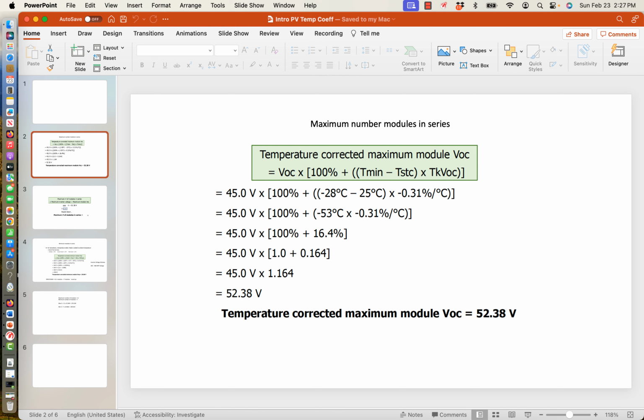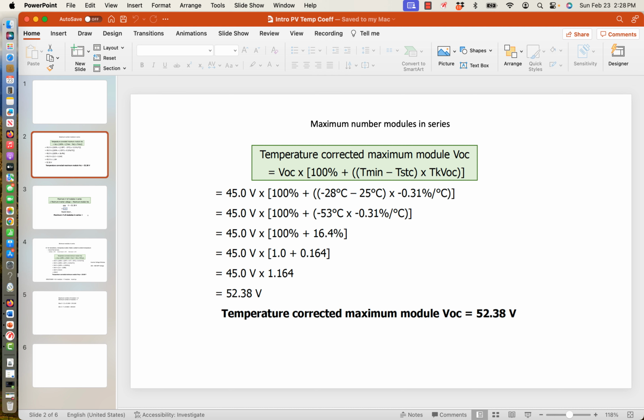Next step, once we have this, is to multiply by temperature coefficient. Here's this laid out in the next parentheses. Negative 53 degrees C times negative 0.31% per degree C. Enter that into your calculator just as is printed, and you'll get 16.4%. So we're going to gain 16.4% voltage of that module because of the cold. As the temperature goes down, voltage goes up.